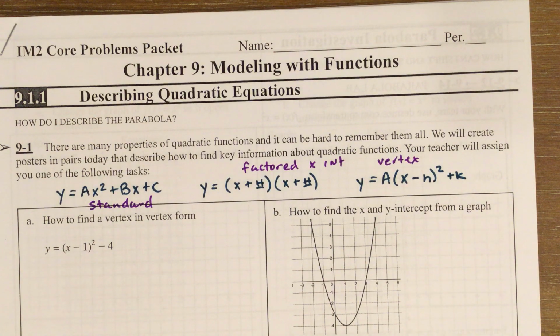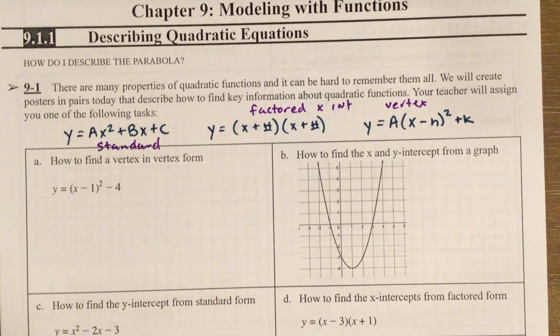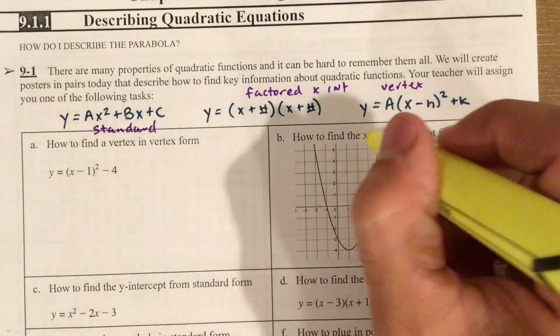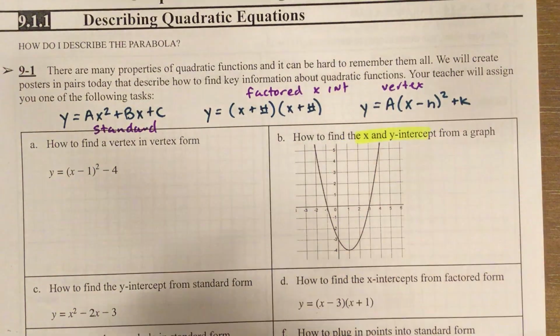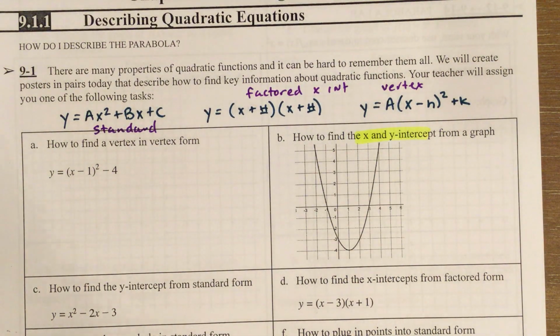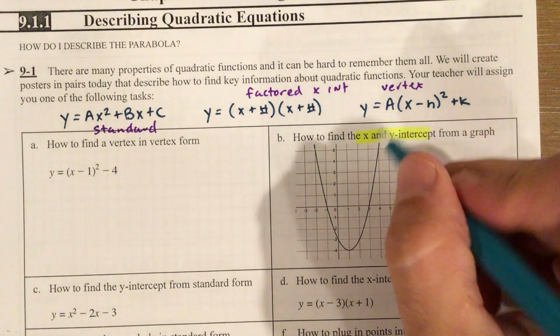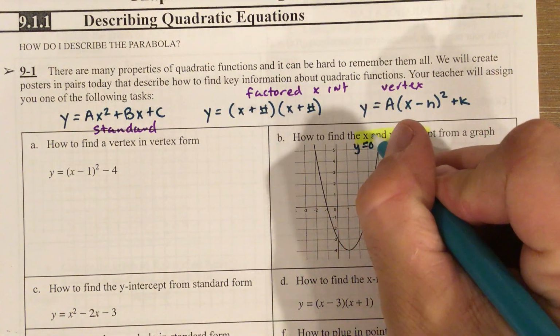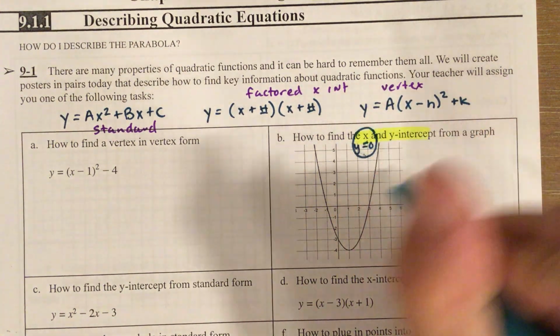Right, so looking through a few of these problems, I don't want to do all of them. I'm going to just mainly focus on x-intercepts and y-intercepts. And on B, the first thing I notice is it's asking for both x-intercepts and y-intercepts. So I want to mention x-intercepts. We always know that y is equal to 0. That's the first thing that we want to focus on.